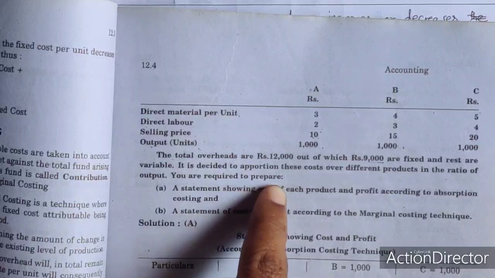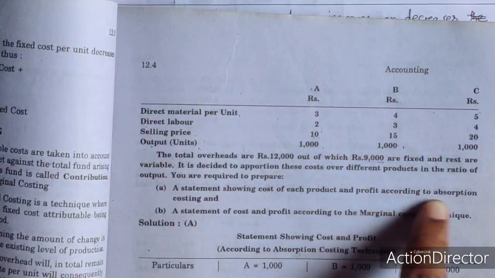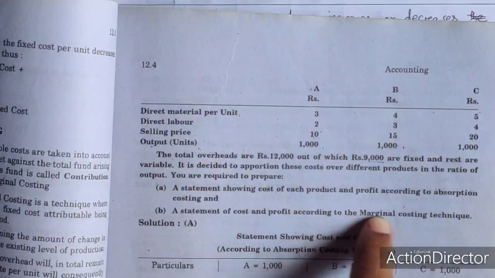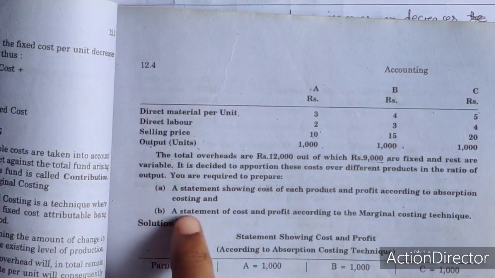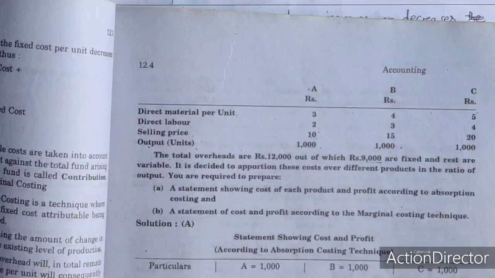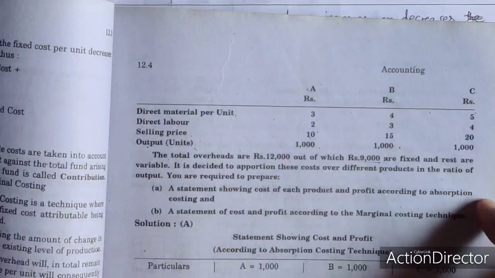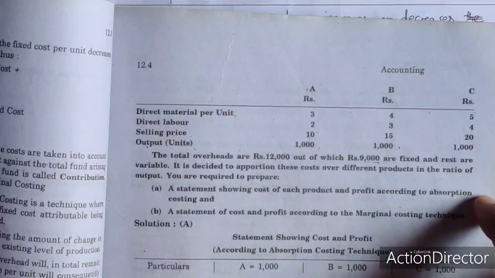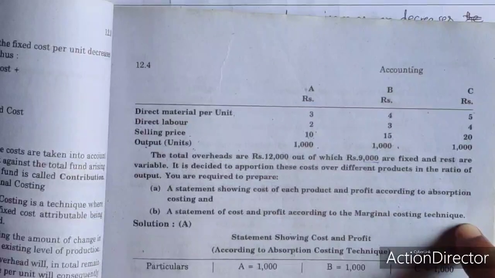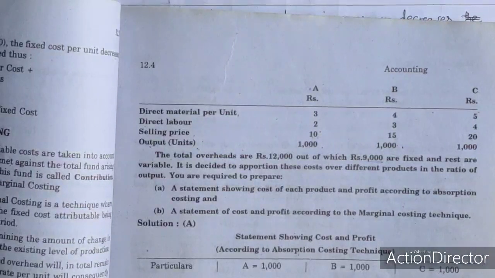You are required to prepare a statement showing cost of each product and profit according to absorption costing, and a statement of cost and profit according to the marginal costing technique. So in both ways we have to find out the total cost and we need to find out the profit also. So using absorption costing we need to find out the total cost and profit. Using marginal cost also we need to find out the total cost and profit. Okay, let us solve this problem.